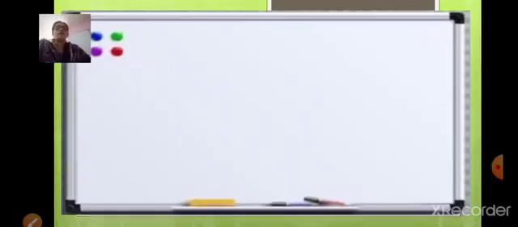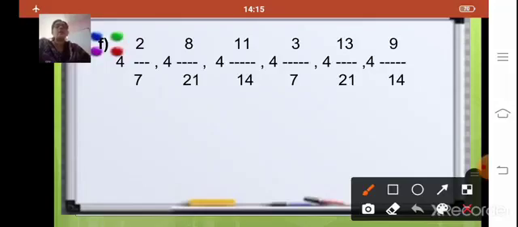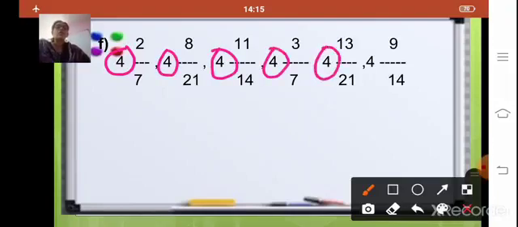Okay. Now coming to the last sum. Now here all the fractions are mixed fractions. But one thing you have to keep in mind is that here the whole numbers are the same. The same sums we have solved in ascending order also, where you had mixed numbers and the whole number was the same. Now when the whole number of all the fractions is the same, you will ignore it. You will take only the fractions, that is 2 upon 7, 8 upon 21, 11 upon 14, 3 upon 7, 13 upon 21 and 9 upon 14.